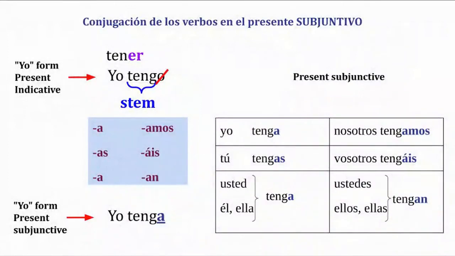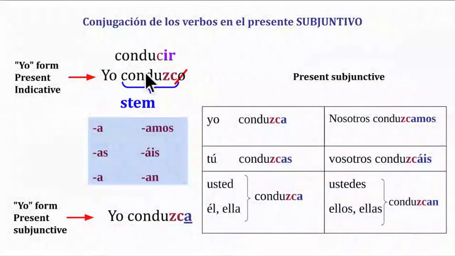Este es el caso del verbo tener. The yo form present indicative of tener is yo tengo. So I need to keep that stem ending with the letter G. So the yo form present subjunctive is going to be yo tenga. And this is going to be reflected in all my conjugation for the present subjunctive. Yo tenga, tú tengas, usted tenga, nosotros tengamos, vosotros tengáis y ustedes tengan.